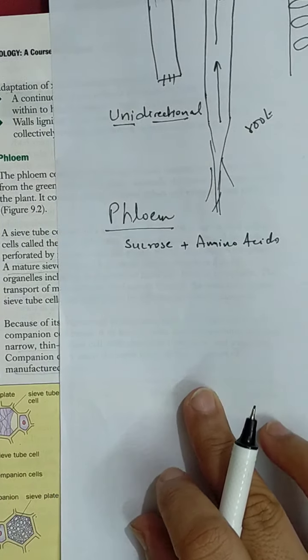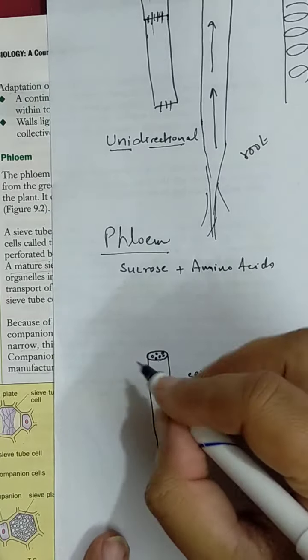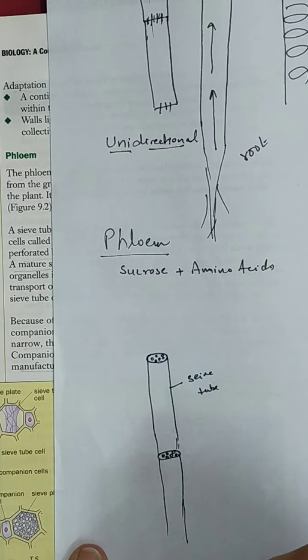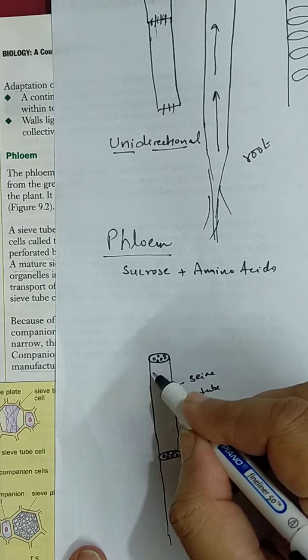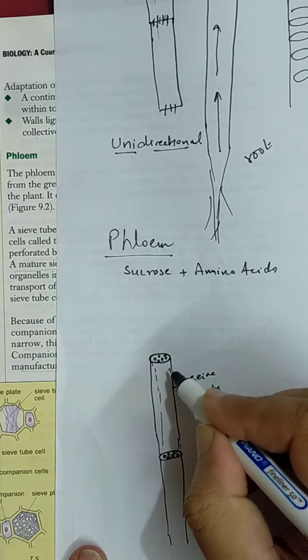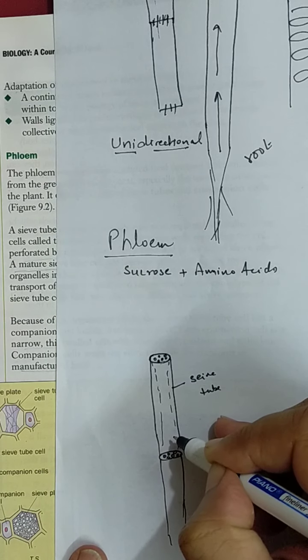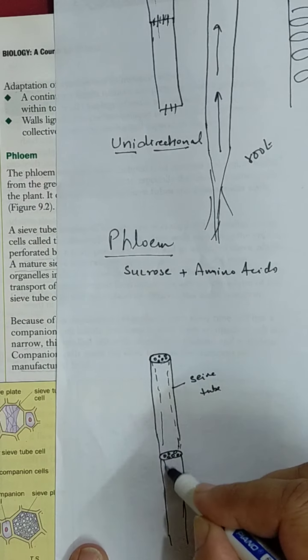So between two phloem sieve tubes, this one is the sieve tube and this one is the sieve plate. It is perforated, so due to its perforated structure, material can be transported. Secondly, phloem cells are living, but in a mature phloem cell, some of the organelles are absent, the nucleus disappears, so only cytoplasm remains.